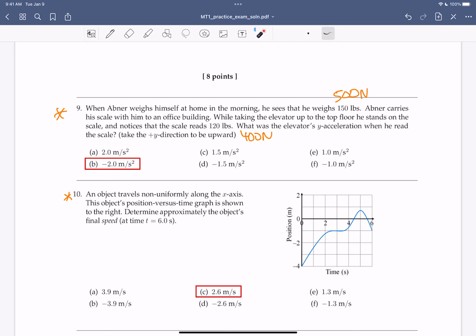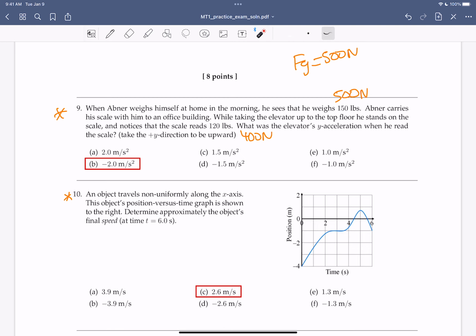So we have 500, 400, right? When he's weighing at home, he's stepping on the scale. That should give him his actual weight, right? His actual weight of 500 newtons. So when we're talking about weight, what does that refer to? mg, right? Force of gravity. So your force of gravity should be 500 newtons, right?